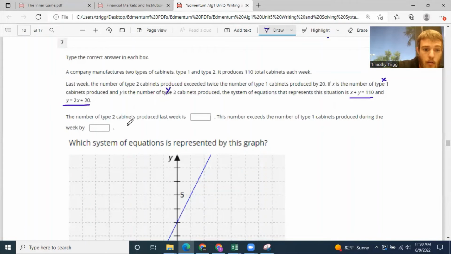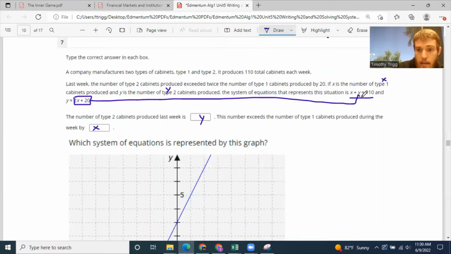Okay, so whatever value you get for y, that'll go here, and whatever value you get for x will go here. Okay, now let's go ahead and use substitution. Fortunately, this one's set up pretty nicely. Notice in this second equation, it says y equals 2x plus 20. So I could take this 2x plus 20 and replace it with y right here. So substitute that in.